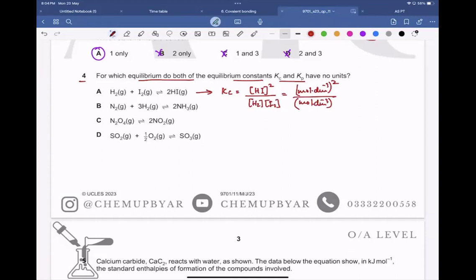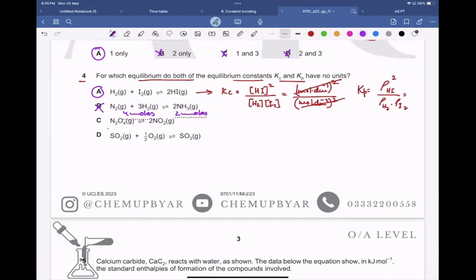So if I write the Kp expression for the first equation, the partial pressure of hydrogen iodide squared over the partial pressure of hydrogen times the partial pressure of iodine, it is also going to cancel out. So all the units must be cancelled out for Kp as well. Yes, A is the correct one. B is not correct because here we have 2 moles of gas and here we have 4 moles of gas, so we must get some unit over here.